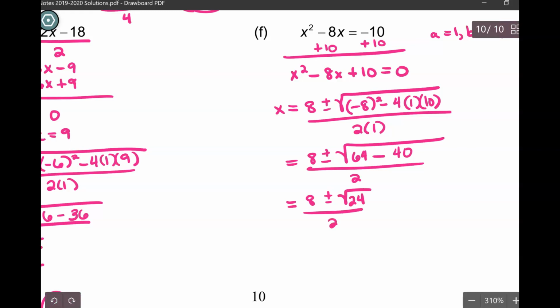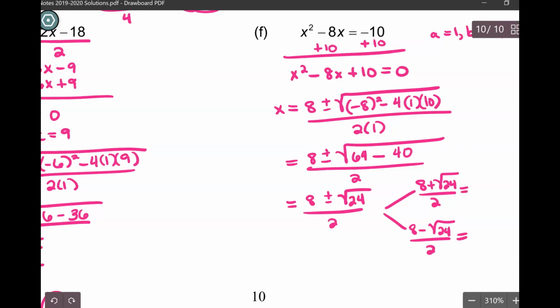Now 24 is not a perfect square, so we're going to figure out what both of these answers are. One answer is going to be 8 plus square root of 24 divided by 2. The other answer is 8 minus square root of 24 over 2.